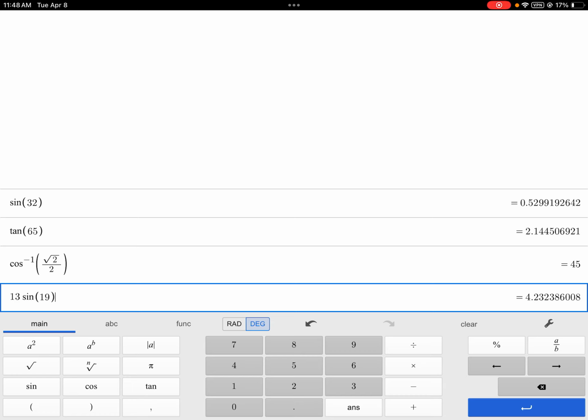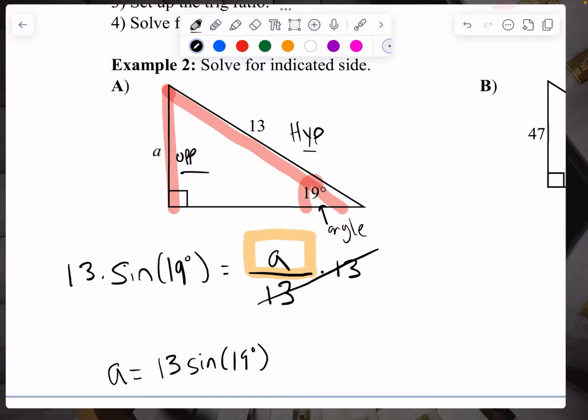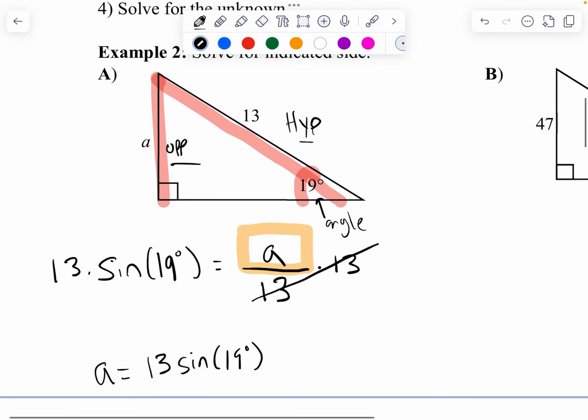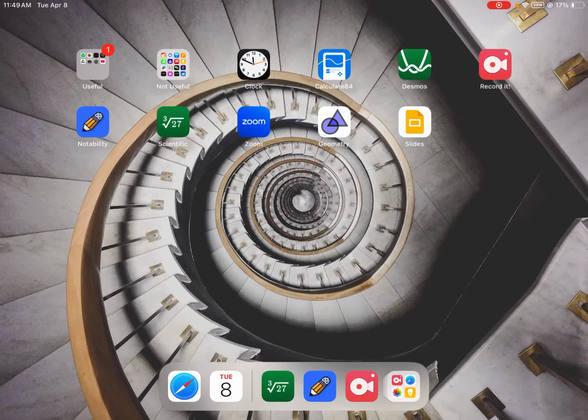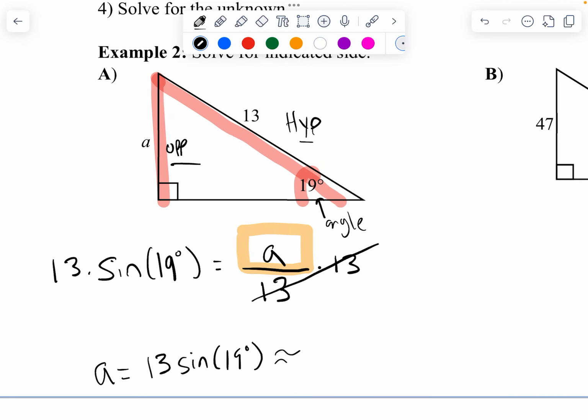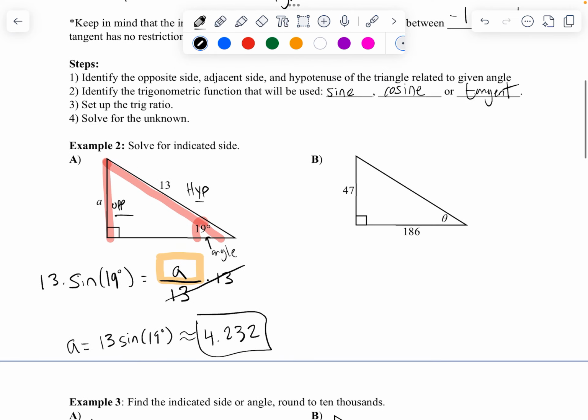Put it into your calculator. Typically, second or third decimal place, I'm just going to go third. Nope, doesn't state. So I'm going to say third decimal place. So 4.232 will be my answer. All right, that is the approximation of 13 times the sine of 19, and that's it. That's as much as this needs to go. Right? And it's literally just going to be rinse and repeat for that one.